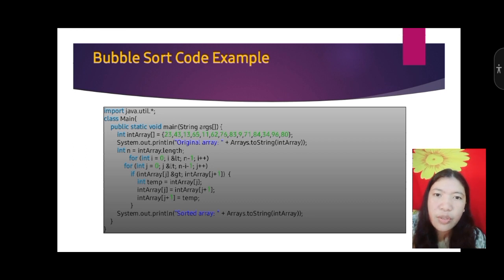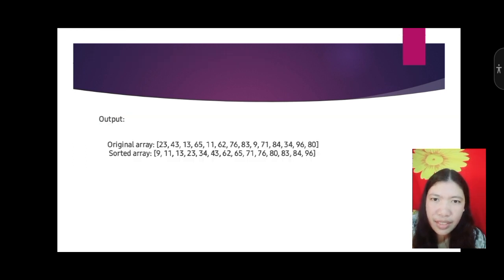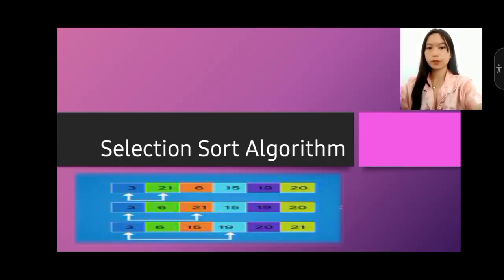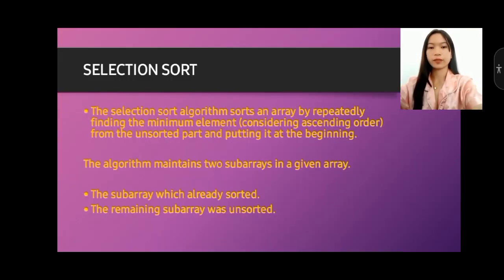So the output is this. Selection sort. The selection sort algorithm sorts an array by repeatedly finding the minimum element, considering ascending order, from the unsorted part and putting it at the beginning.